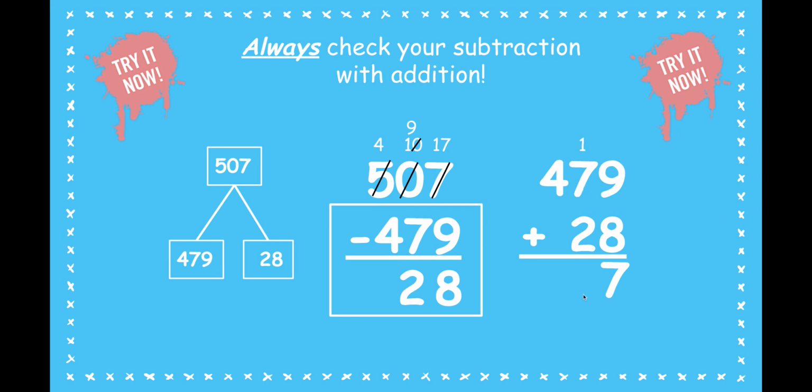So now I have 10. And when I have 10, I just write the 0 in the tens place, and 10 tens makes 100. So there's my new 100. 4 plus 1 is 5. The answer is 507. And yes, it checks. My answer is the same thing as my total. Please remember today to check your answers.